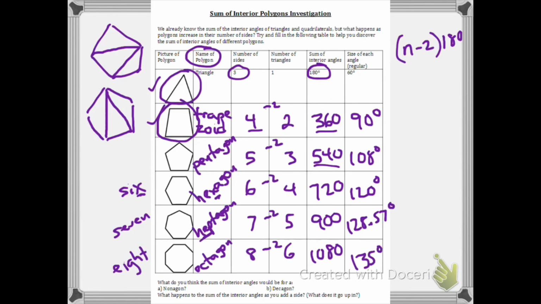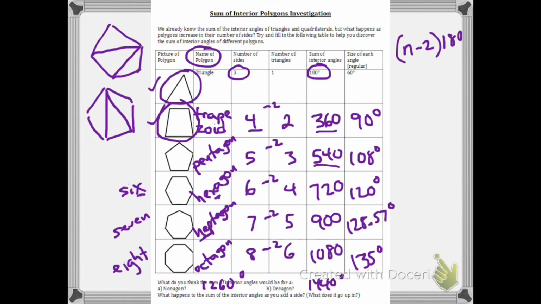And then here at the bottom, what do you think the sum of the interior angles of a nonagon would be? The nonagon would be your 9-sided figure. If you notice, we're essentially adding 180 each time as we add a side. So this would be 1260. And then a decagon, let's just check my math here, should be 1440 degrees.